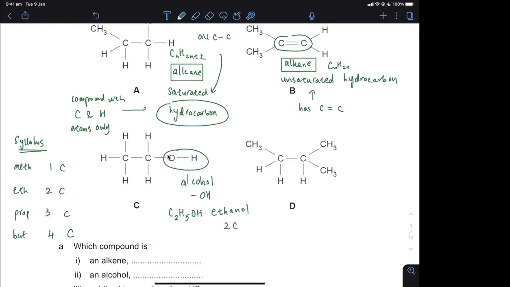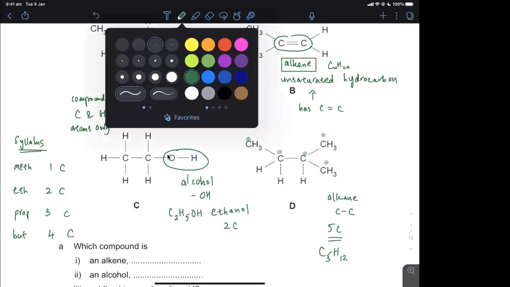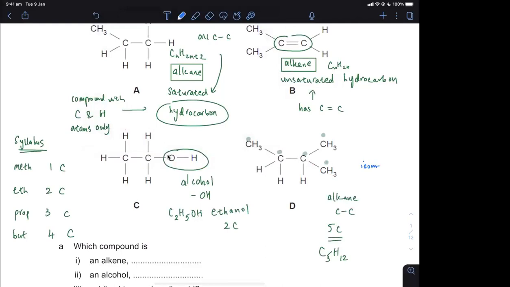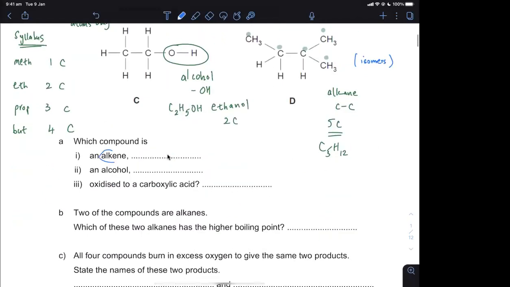On to the last one, you also have a saturated hydrocarbon because all of the carbon-carbon bonds are single bonds. And how many carbons do you have here? 1, 2, 3, 4, 5. You have 5 carbons altogether. So this is C5H12. Unfortunately, this is not what you call pentane because this is branched. I'm not entirely sure that you have done isomers, but this is an isomer of a 5-carbon alkane. So looking at the questions, for alkenes, the keyword alkene stands for carbon-carbon double bond.